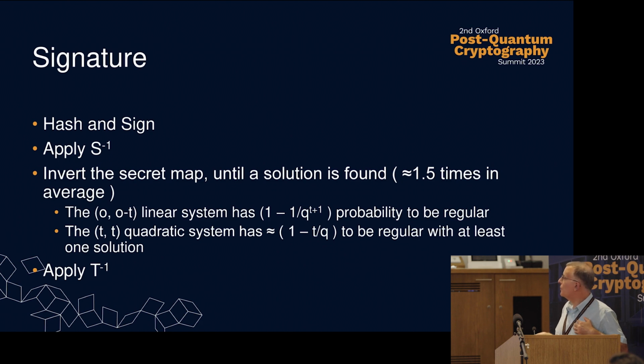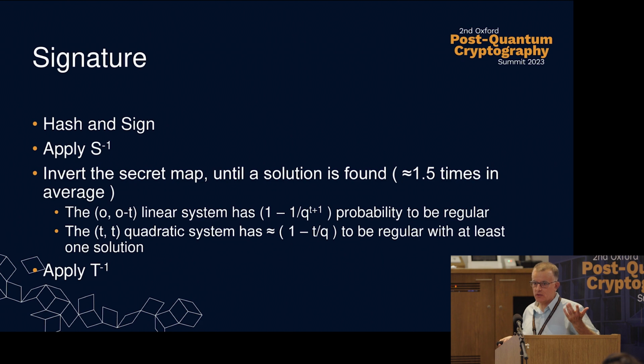In fact, since you get a quadratic system of T equations with T variables, there's a distribution of the number of solutions you can get. You can get 0 solutions, 1 solution, 2 solutions, etc., up to 2 to the T solutions.